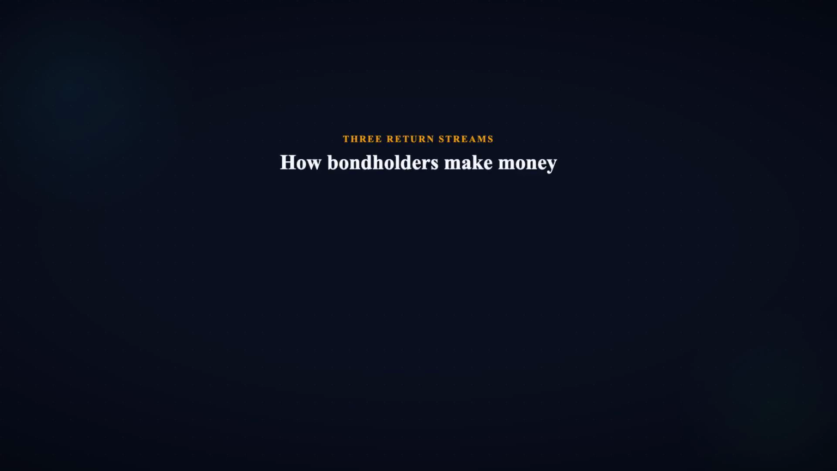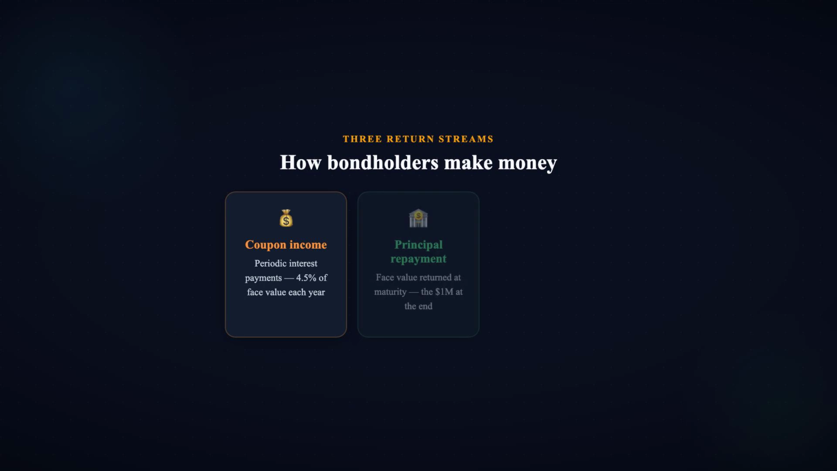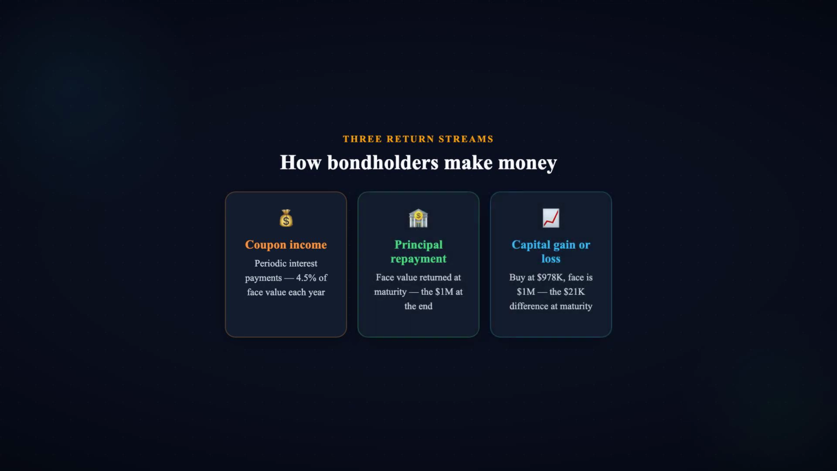3 ways to earn money from a bond. First, coupon income. The regular interest payments you receive while holding the bond. If you bought PQU, that is $45,000 per year for 5 years. Second, principal repayment. At maturity, the issuer returns the face value. If you hold to the end, you get your $1 million back regardless of what happened to market rates in between. Third, capital gain or loss. If you sell the bond before maturity at a price above what you paid, you earn a capital gain. If you sell below what you paid, you take a capital loss.